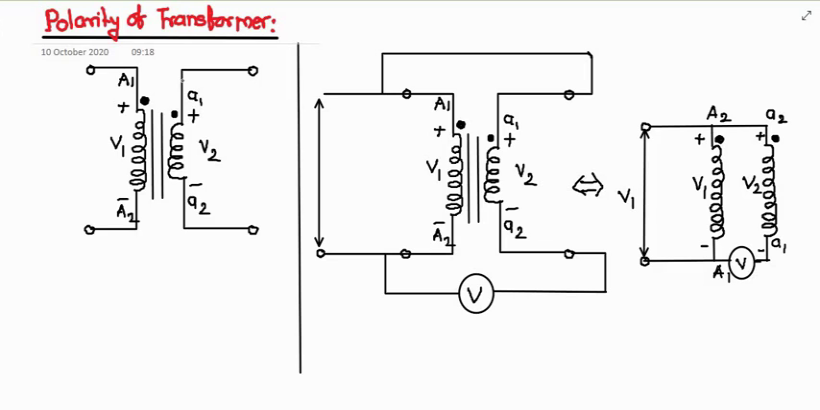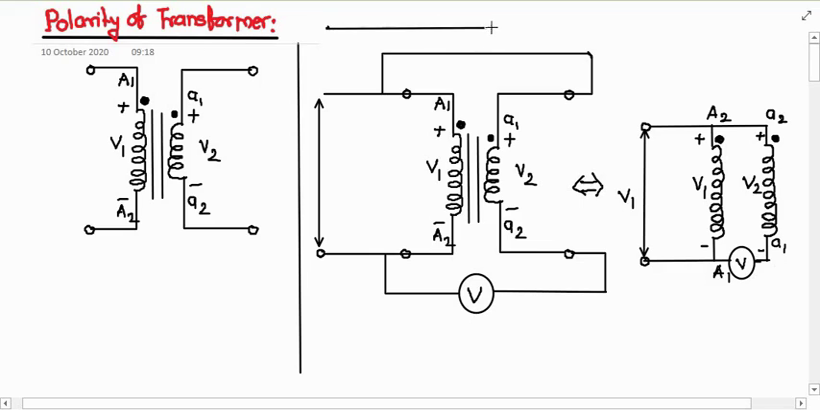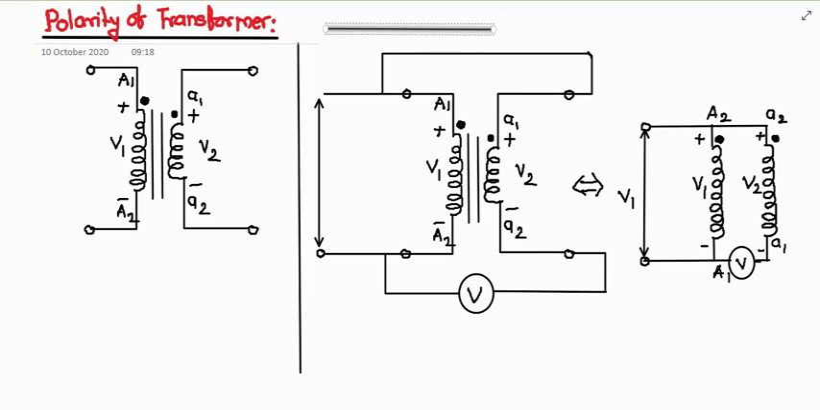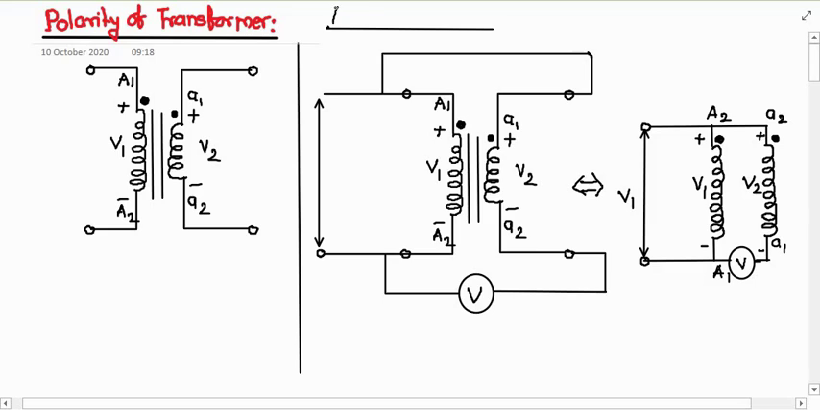Okay. Then the question must be in your mind: how to test the polarity of the transformer, or how to test the polarity of both the coils, primary and secondary coil, in actual practice. So let us start with the polarity test. So students, polarity test we have to perform on the transformer to determine the polarity of the windings. So this is the figure which is drawn for the polarity test.